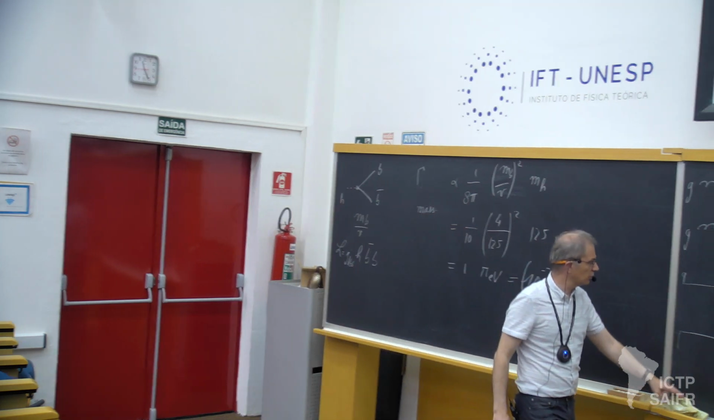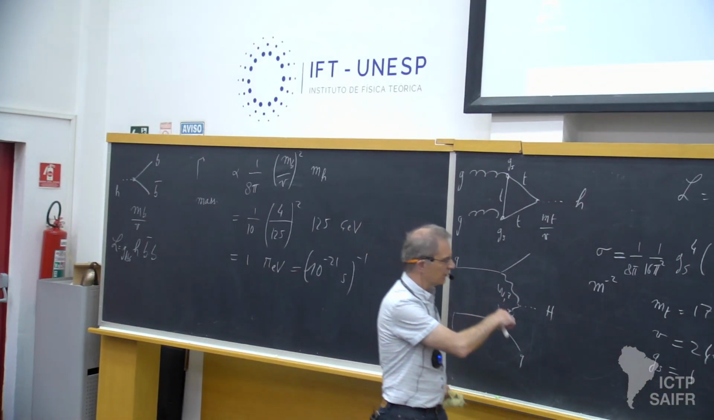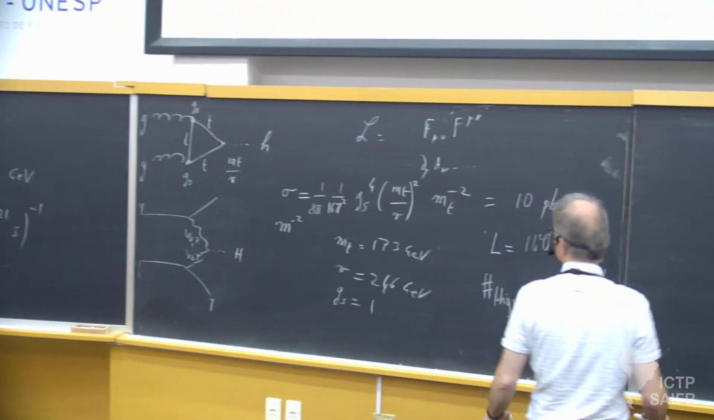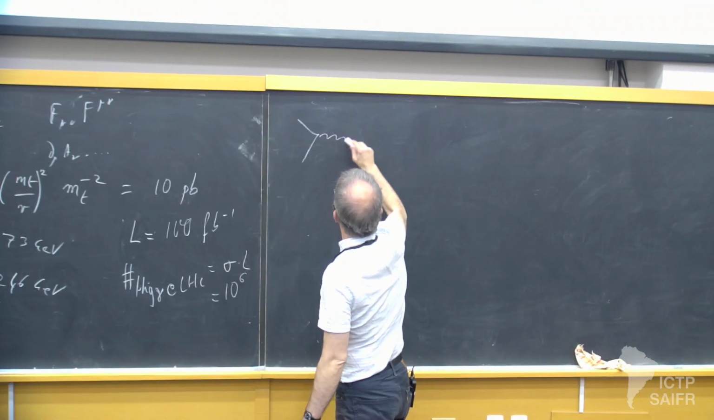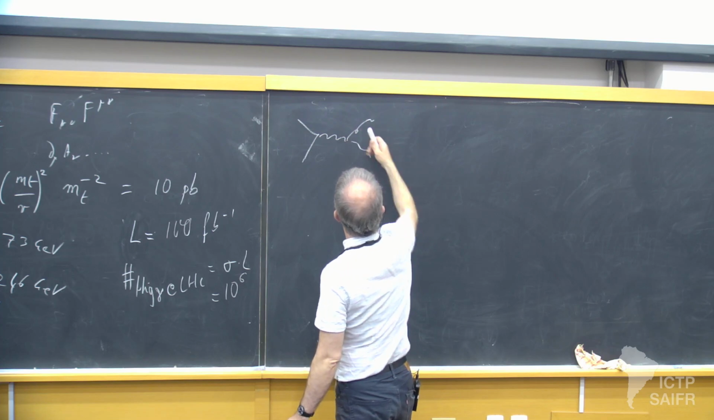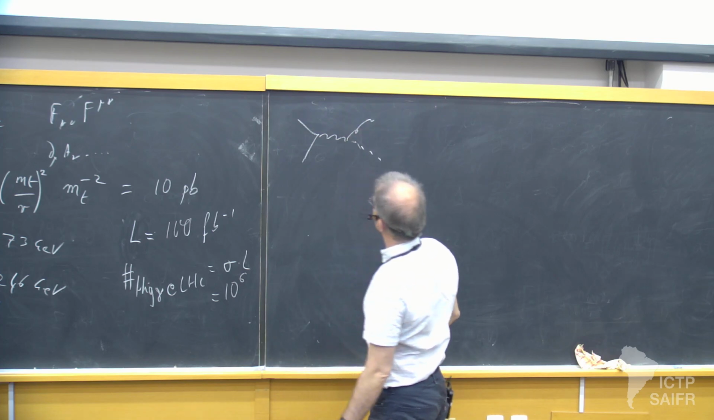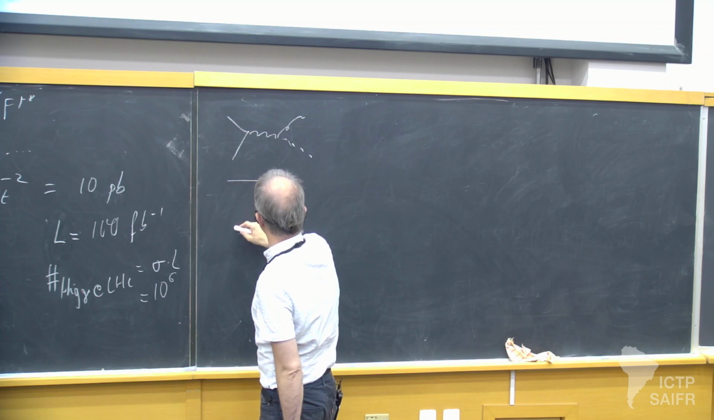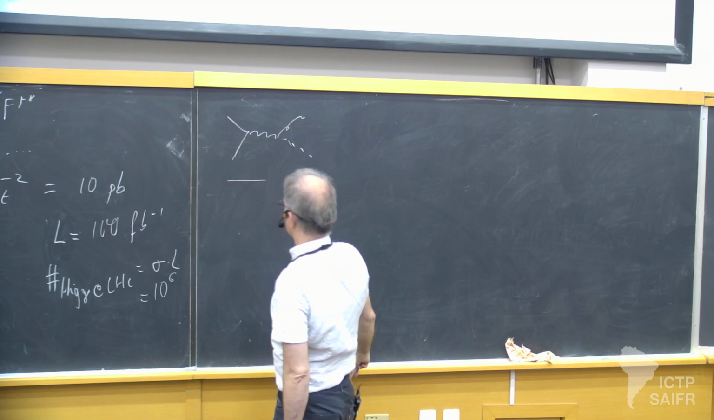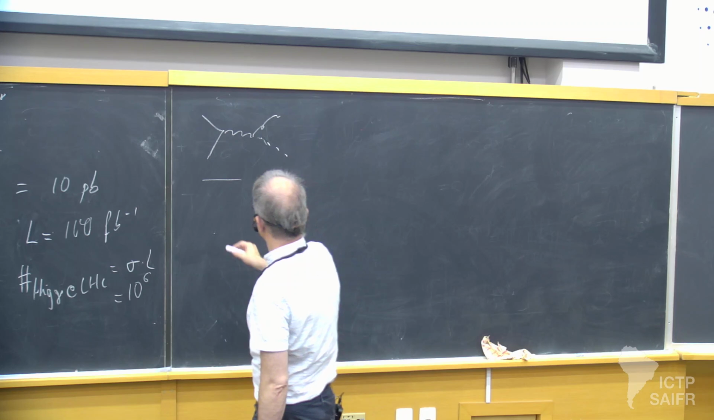There is still another one. You also have similar things to X-strahlung, right? Q Q-bar going to Z, and then Z X. So this has also been observed. And then there is another interesting mode, which is ttH, in association production with the top, right?